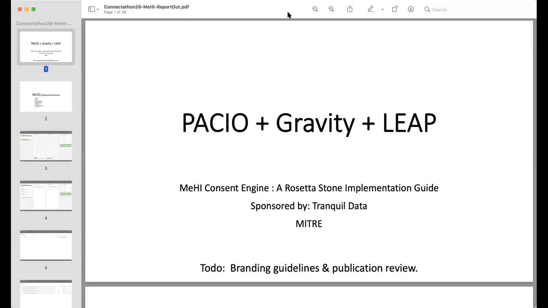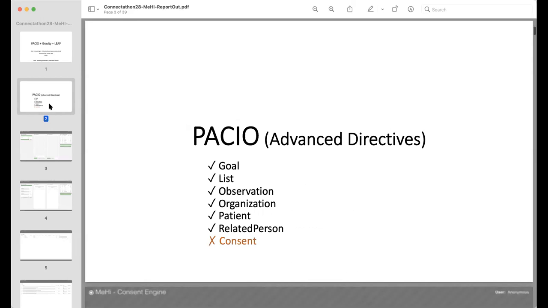And so we've been running the Passio, Gravity, and Leap data through Node on FHIR. And I'm going to do a very quick screencast and show you what we've been up to. So when I was asked to do a survey of all the different consent technologies, first thing that came to mind was Passio, and that there were advanced directives. I thought that I'd find a consent record in there. I didn't, but went there first to see what kind of stuff was in there.